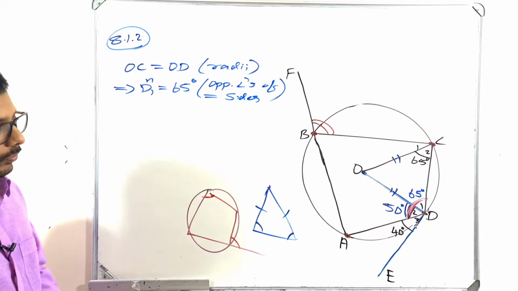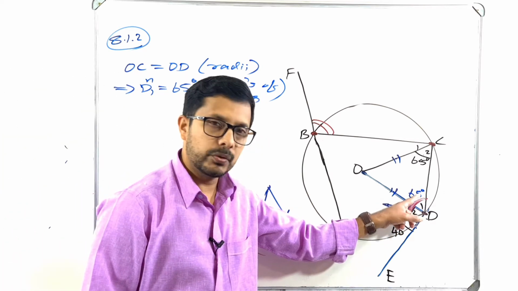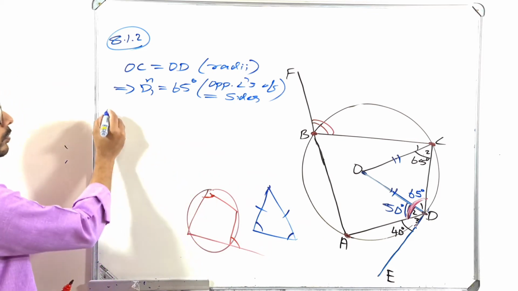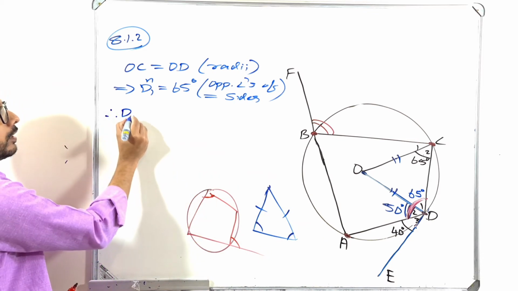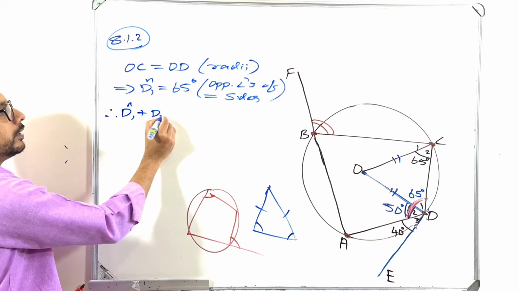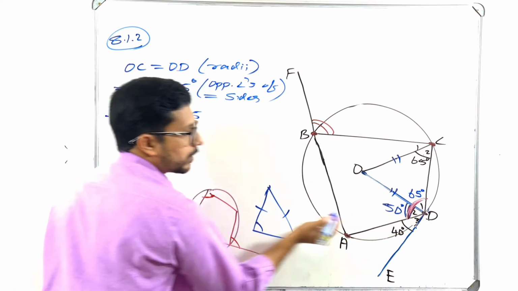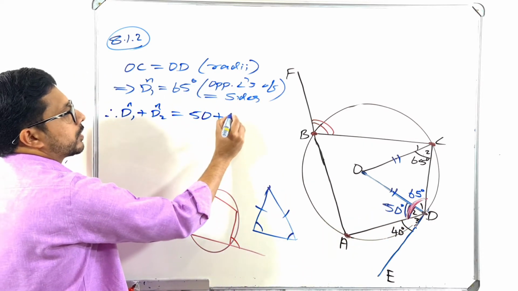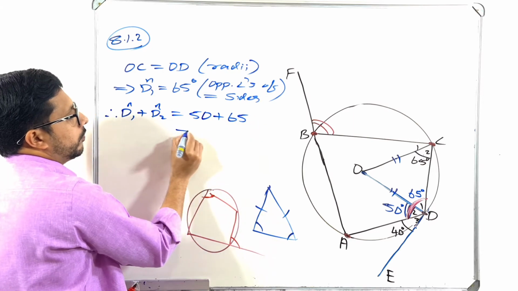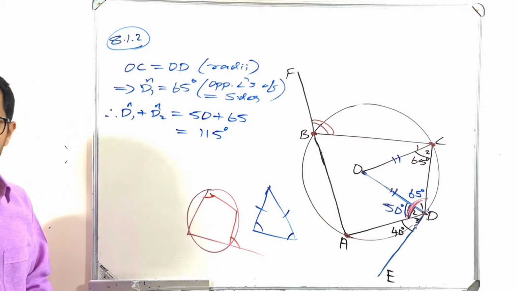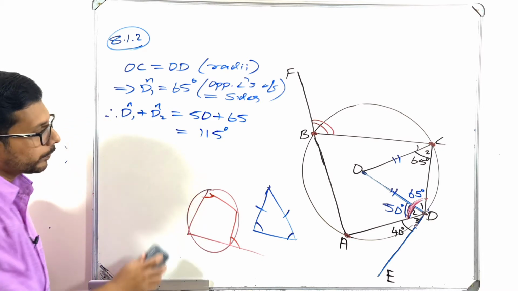So now we know D1 is 65 and D2 is 50. So what is D1 plus D2? Therefore, angle D1 plus angle D2 is 50 plus 65. 50 plus 65 is what? 115. D1 plus D2 is 115 degrees.